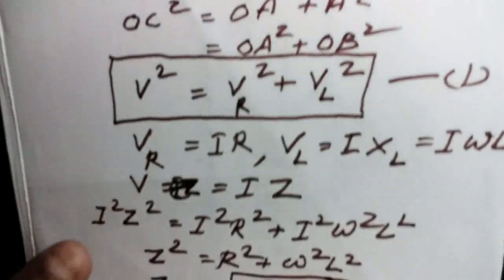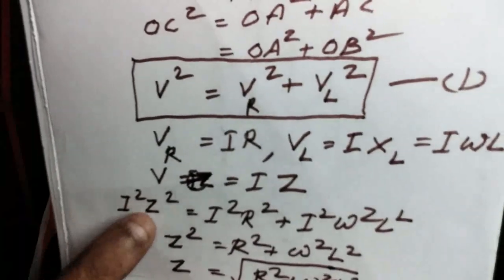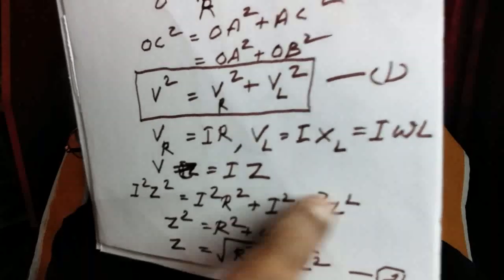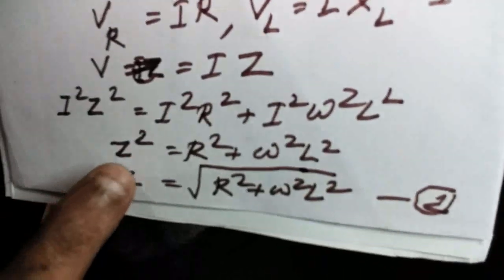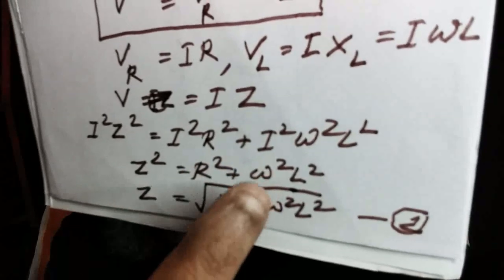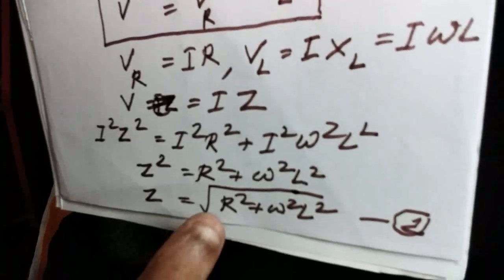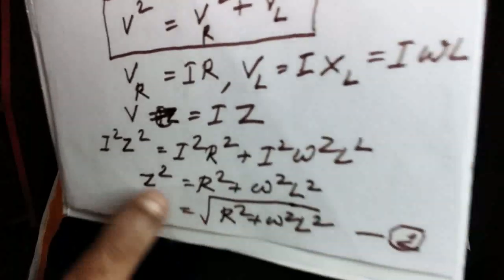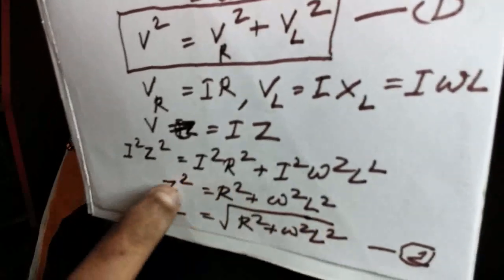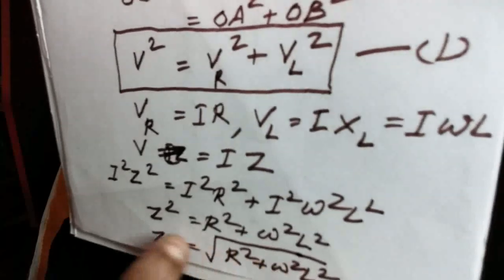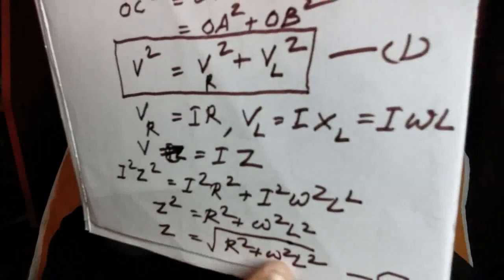Then we substitute these values in equation 1. So V square is I square Z square, equals VR square, which is I square R square, plus VL square, which is I square omega square L square. I square would go, then we get Z square equals R square plus omega square L square, or Z equals square root of R square plus omega square L square. This is the formula for total impedance of an RL circuit, or series combination of R and L. Impedance formula.